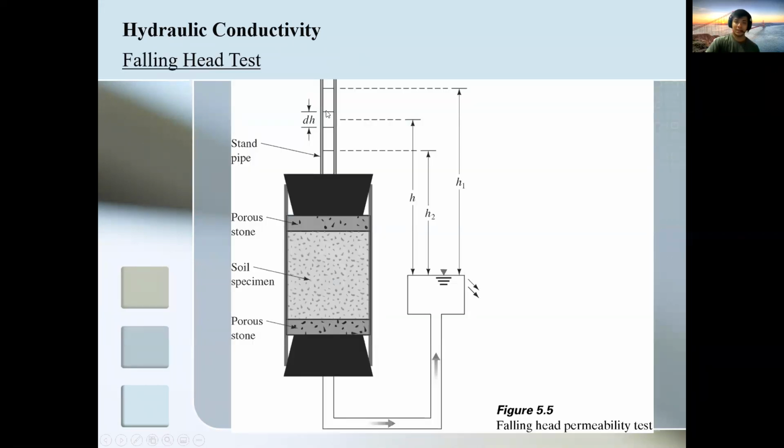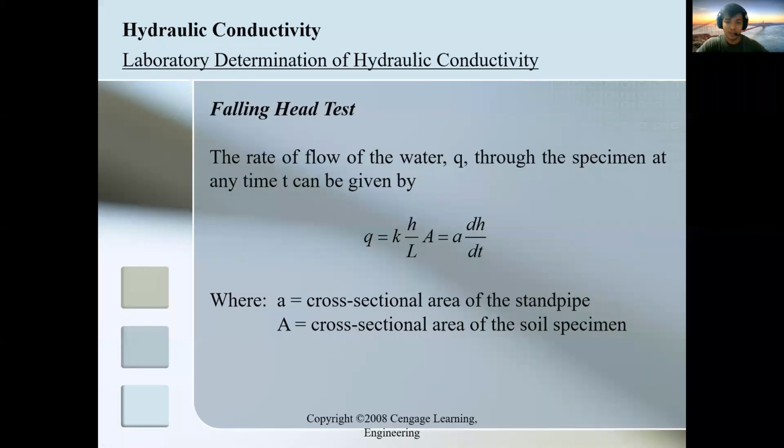Here, the variable is DH. So we use the standpipe since the water doesn't run out automatically. We can just place the water there and you can observe a difference in reading, right? From time 1 to time 2.